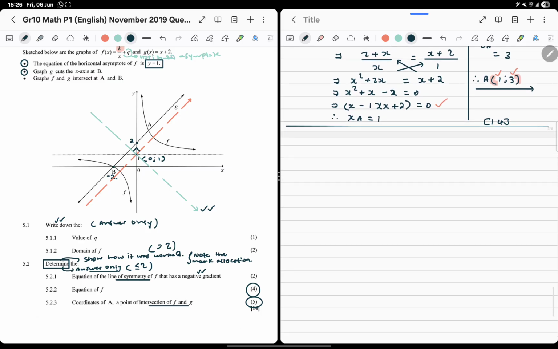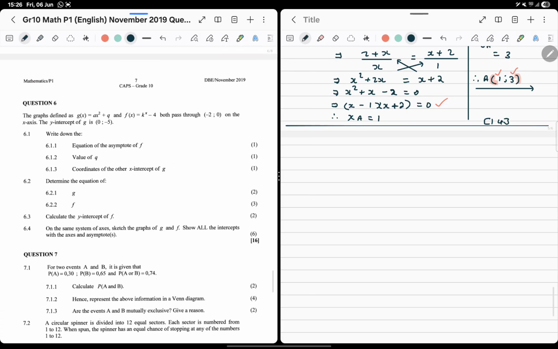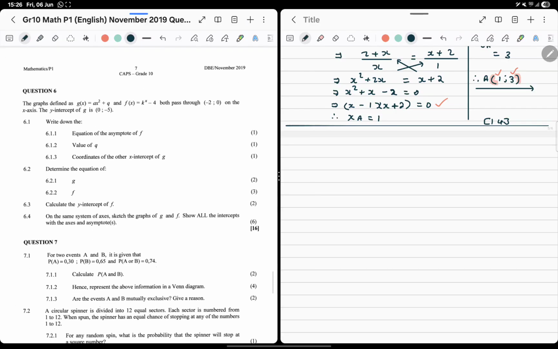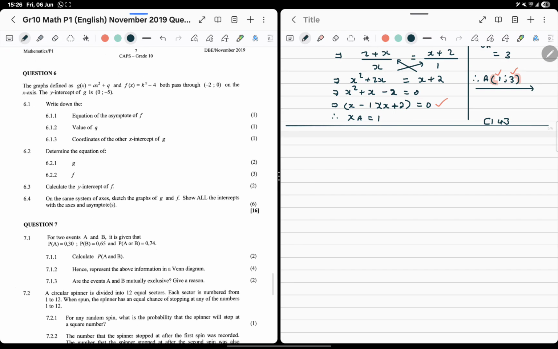Easy stuff, guys. So let's get to the last question. Question 6. So this is probability. We will discuss it in term 3. So let's look at question 6 quickly.